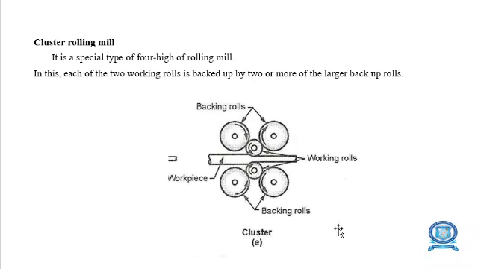This is especially used for rolling hard thin material. It is necessary to employ work rolls of very small diameter but of considerable length. In such a case, adequate support of the working roller can be obtained by using a cluster mill.